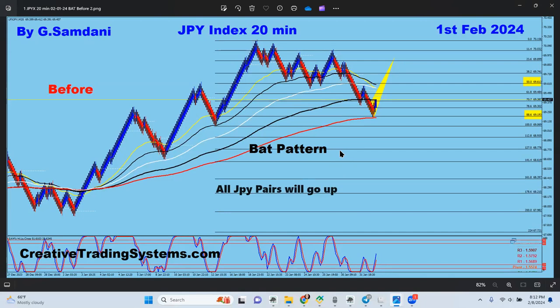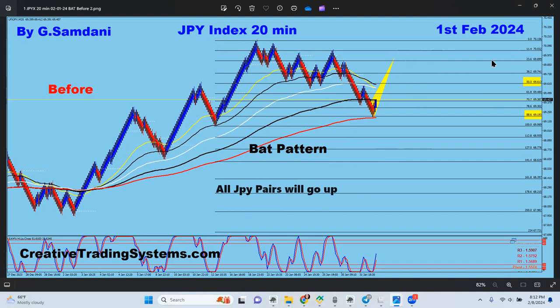Your USD/JPY, GBP/JPY, EUR/JPY, all of that. So they all go to the upside, because when the yen index is going to the upside, yen is getting weaker, right? So the right hand side currency gets weaker, the pair goes up. So all yen pairs are supposed to be good. And they start to go up, right?